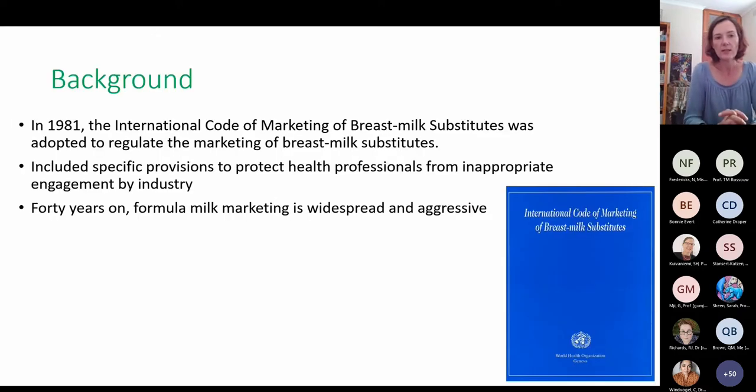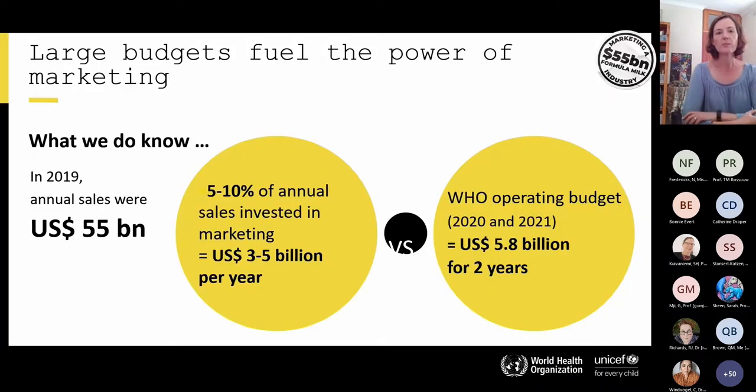So in 1981, the International Code of Marketing of Breast Milk Substitutes was adopted to try and regulate marketing of these products, and it included specific provisions to protect health professionals from inappropriate engagement by industry. But 40 years on, the marketing of formula milk remains widespread and aggressive. And not surprisingly, this is driven by finances.